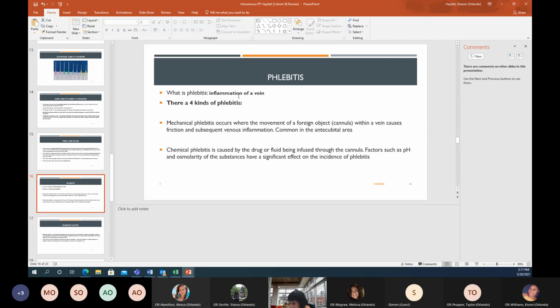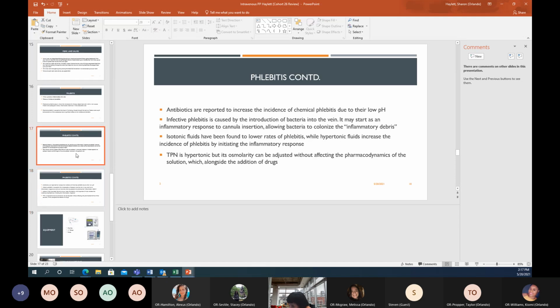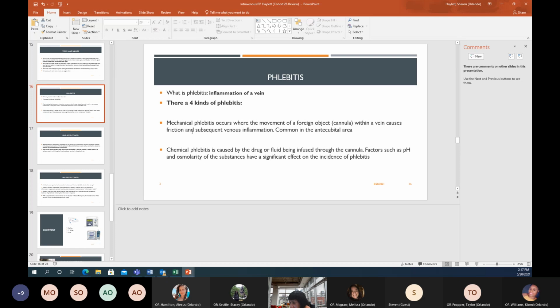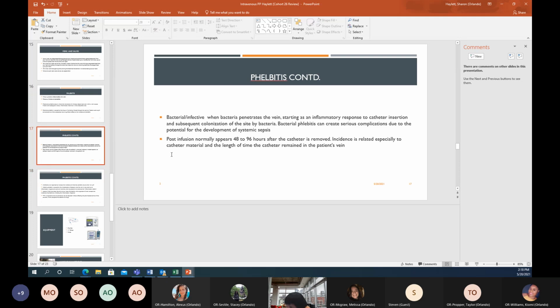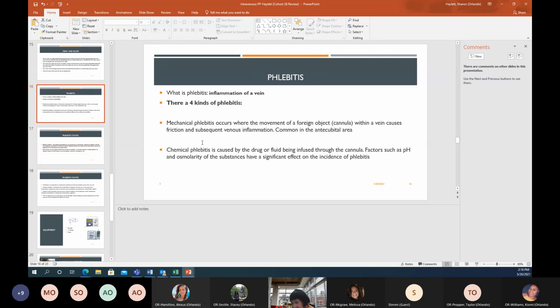What is phlebitis? It's important that you know what phlebitis is. Phlebitis is the inflammation of a vein. And there are 4 kinds of phlebitis. You have mechanical phlebitis, chemical phlebitis, infective phlebitis, and post-infusion phlebitis. So you have 4 types there, and the exam is going to ask you about phlebitis.